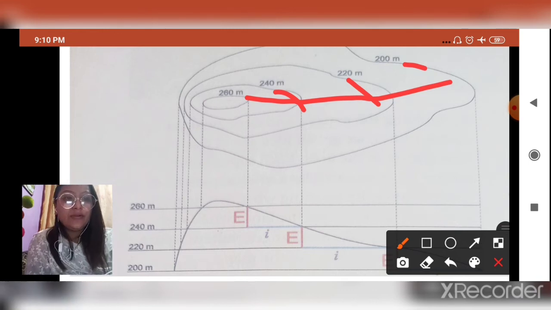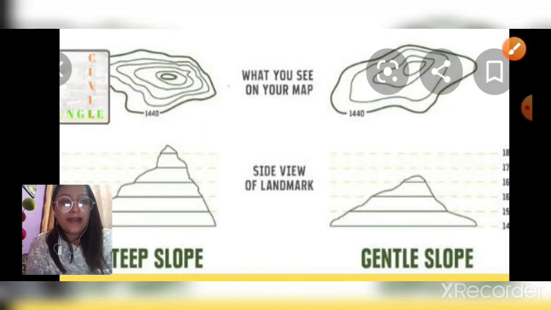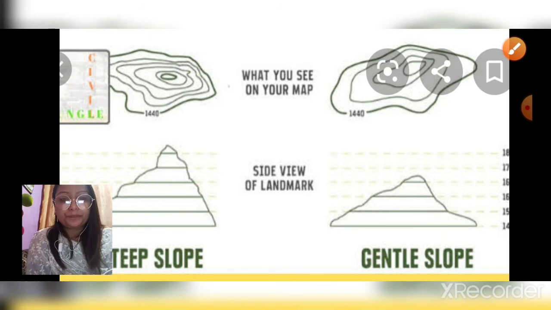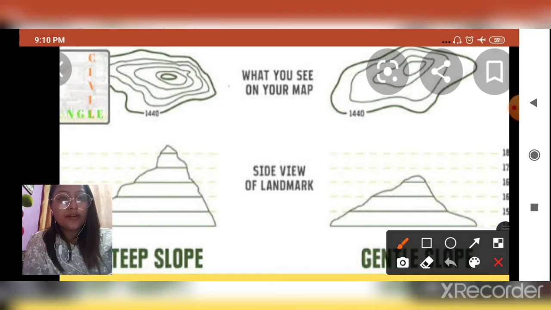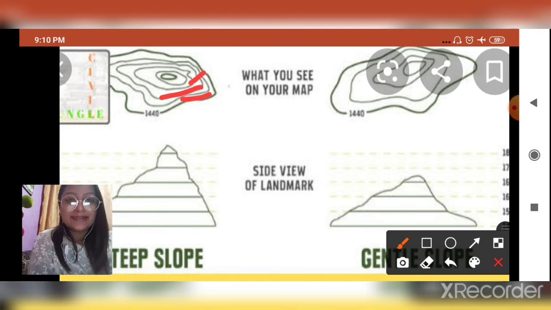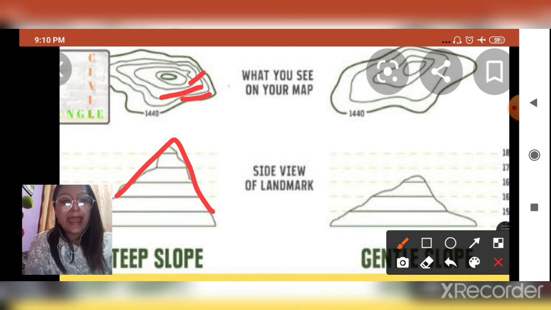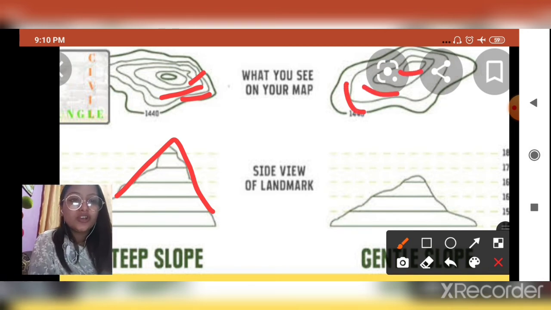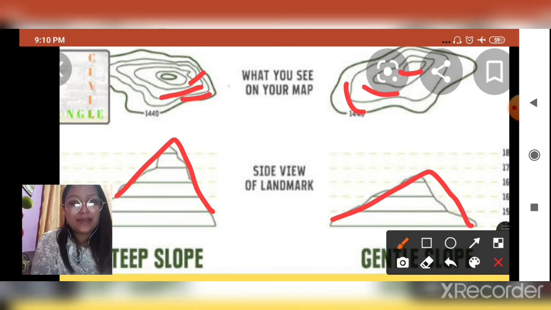Okay, now let's see the very interesting part. See here, the closely spaced contour lines indicate steep slope, and widely spaced contour lines indicate a gentle slope. It's not that steep. Okay, it indicates gentle slope. If the contour lines are uniformly spaced, then they depict uniform slope.